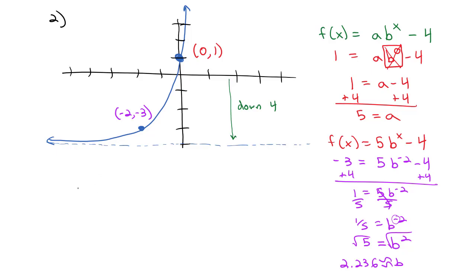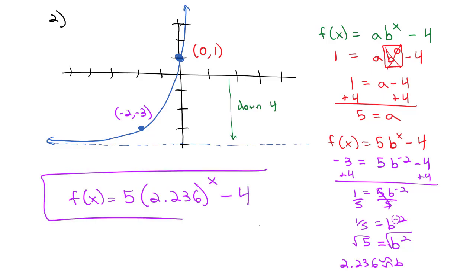Put that all together in the equation for our graph. The function is f of x equals a, which we found out to be 5, times b, which we found out to be 2.236, raised to the x, and then the vertical shift of -4, and we've got our function.